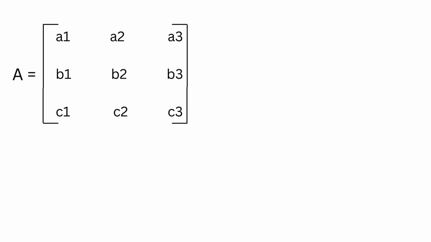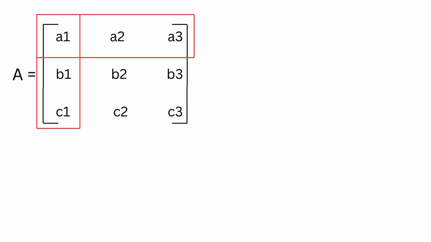First of all, to find the determinant of a matrix, it should be a square matrix, which means it should have the same number of rows and columns. So here we have this 3 by 3 matrix, and we want to find its determinant. We can use any row or column we want. So I decided to use these two.